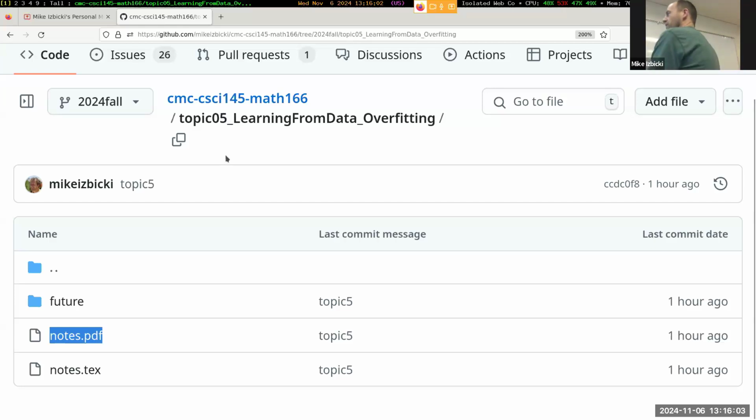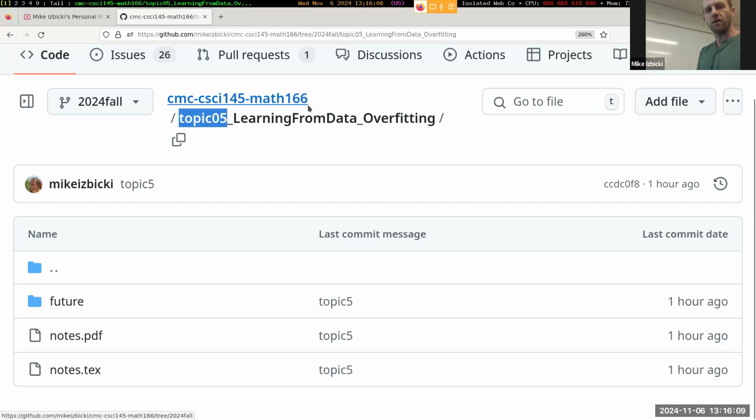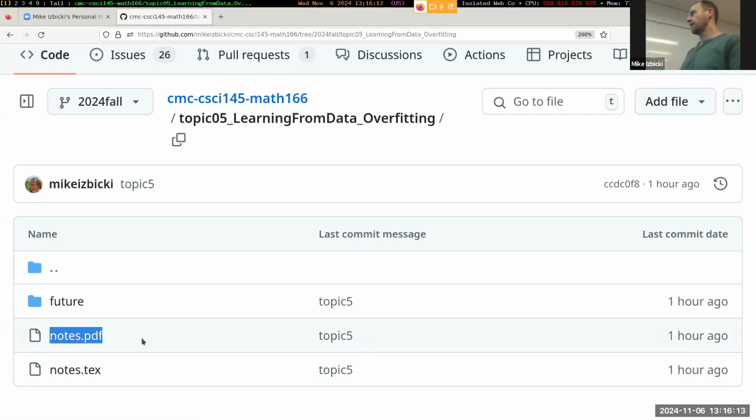There's a notes packet up front. If you like printed things, the corresponding PDF file is in a new folder, topic 5, in our repository here, this notes.pdf. We may or may not get to that file today. We will find out.